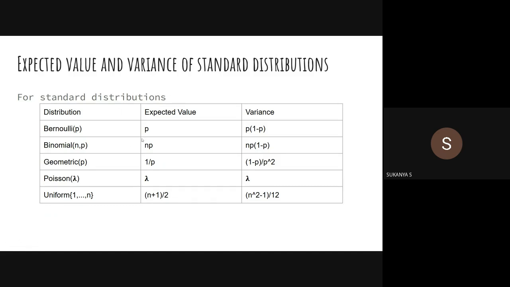And the expected value and variance of your standard distributions, I guess all of you know all this. Bernoulli has mean p and variance p into 1 minus p. Binomial has mean np and variance np into 1 minus p. These are given in your formula sheet, okay? You don't have to mug up any of it.